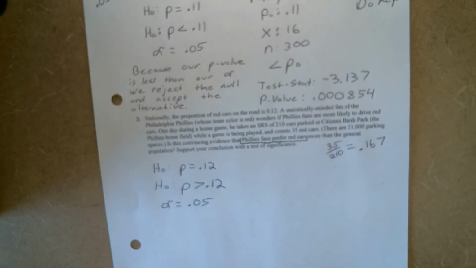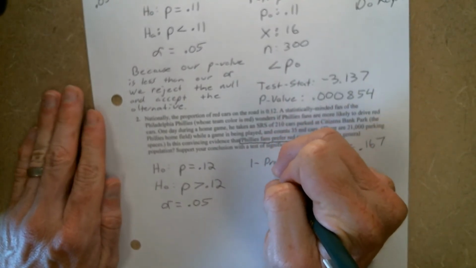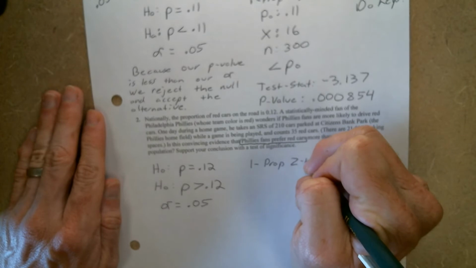All right, obviously the cars are going to be independent of one another. The color of one car doesn't influence the color of the car next to it, and so on and so forth. So we also have that in place. So that brings us to, again, using the one proportion z-test.